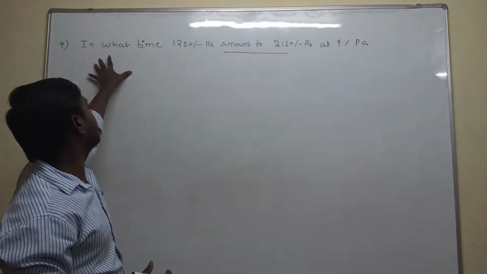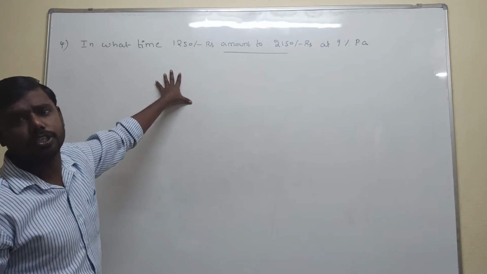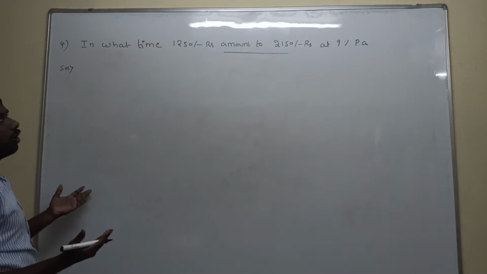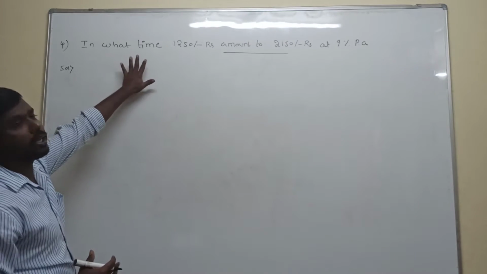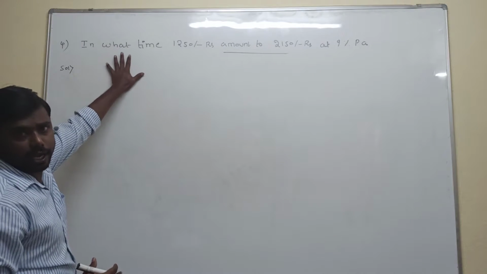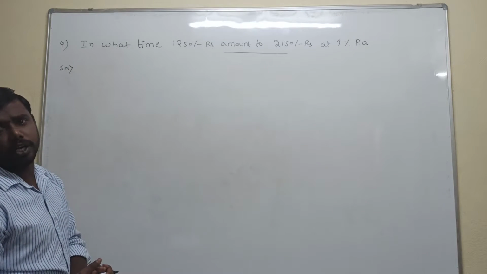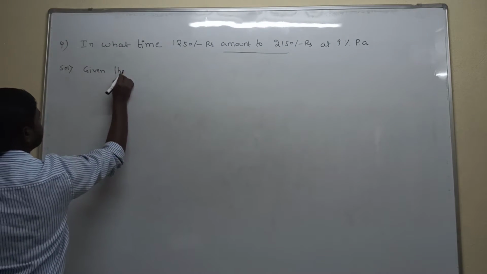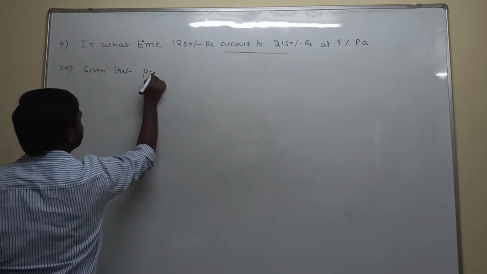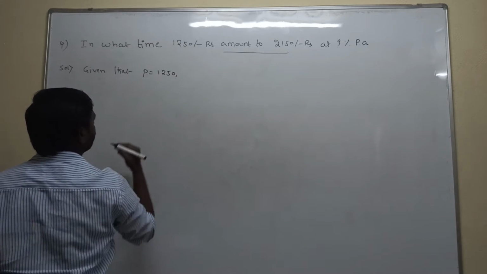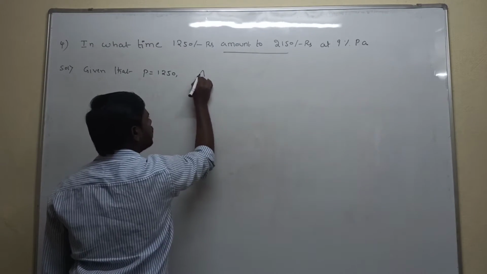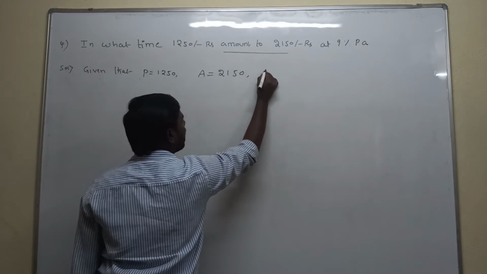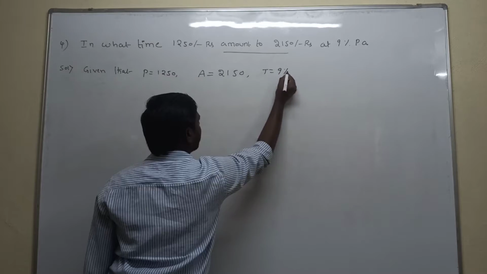So we need to calculate time and also simple interest. In what time means we need to calculate time, which we don't know, because the time is not given. That's why we calculate time and also simple interest. So now the solution. Given principal amount is 1250 rupees, amount capital A is 2150 rupees, and rate is 9% per annum.